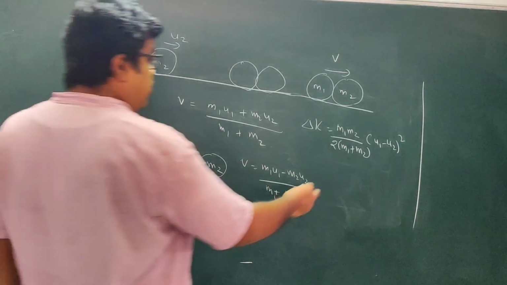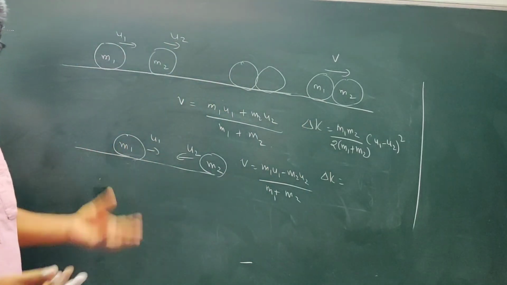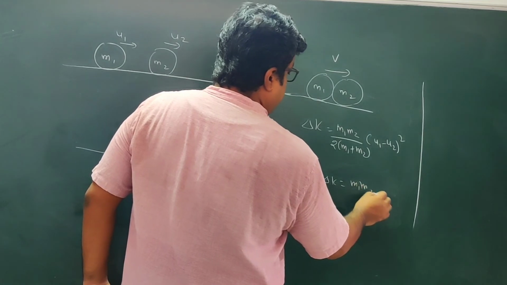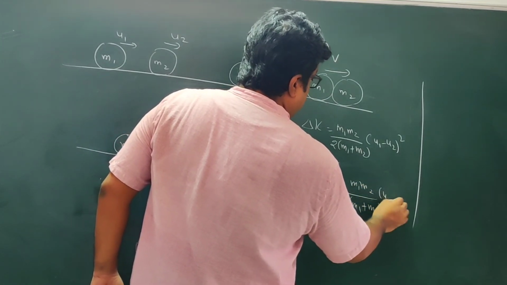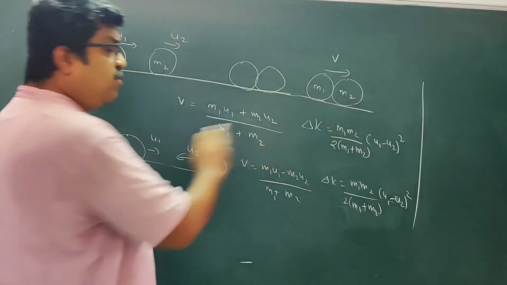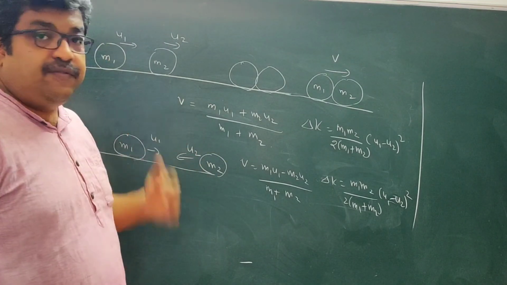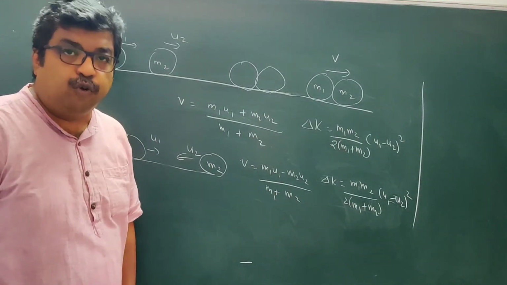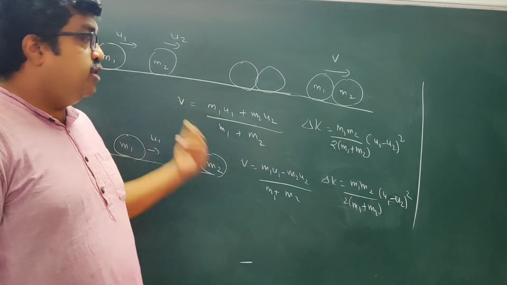Okay, and what about loss of kinetic energy? The loss of kinetic energy expression will be the same for both cases, whether they are moving in the same direction or opposite direction: K is equal to m1 m2 divided by 2 times (m1 plus m2), times (u1 minus u2) square. It is just that the velocity after collision will have a negative sign in case the particles were moving in opposite directions before collision. Okay, so these were some of the concepts related to collisions.